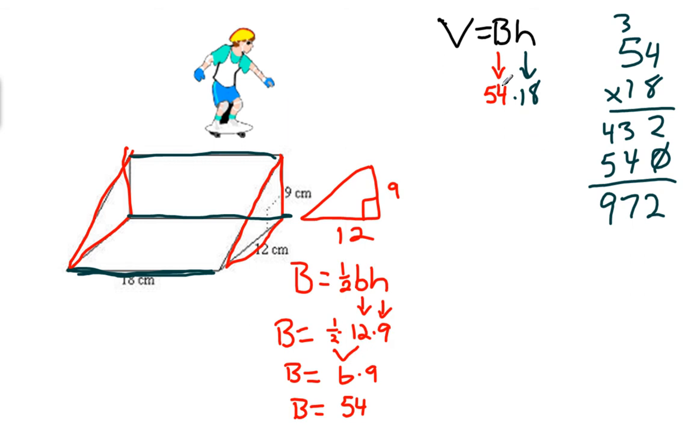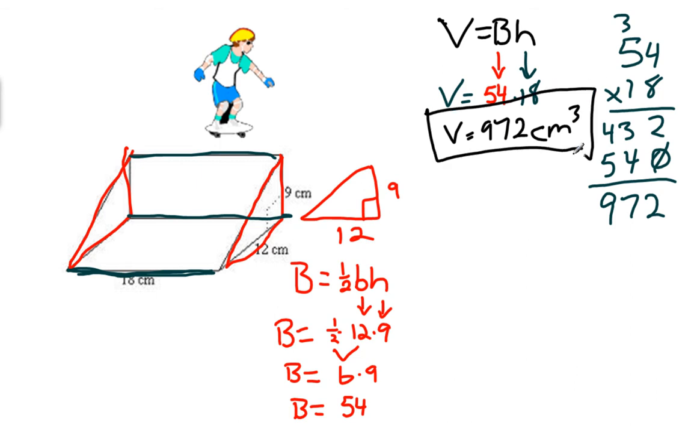Very good. So our volume is 972. This is centimeters. Since it's still volume, still three-dimensional, still cubes. There you go. There's an answer. So just a little bit more work to do triangular prisms, like one extra step. Not so bad though. Okay?